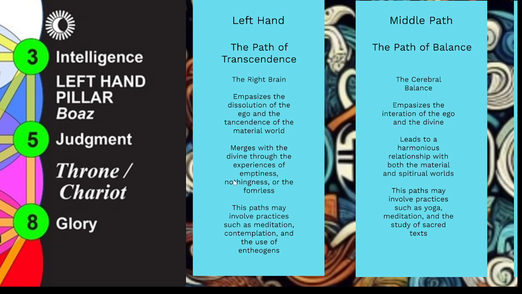And so the left-hand path is a path of transcendence. It deals with the right brain. It emphasizes the dissolution of the ego and the transcendence of the material world. It merges the divine through the experience of emptiness, nothingness, or the formless. This path may involve practices such as meditation, contemplation, and the use of entheogens.